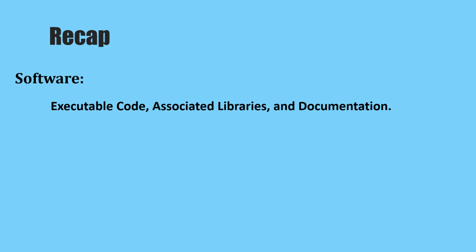Recap first of Lecture 1. Software is more than just a program code. A program is an executable code which serves some computational purpose. Software is considered to be a collection of executable program code, associated libraries, and documentation. Software, when made for a specific requirement, is called a software product.